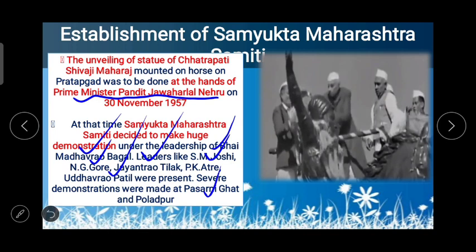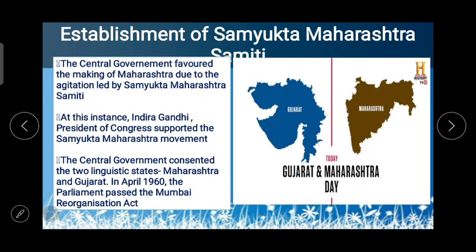And the same thing happened in the movement of the Samyukta Maharashtra. So, these leaders demonstrated there, and the things happened after that. The central government favored in what? The central government favored the making of Maharashtra due to the agitation led by Samyukta Maharashtra Samiti.